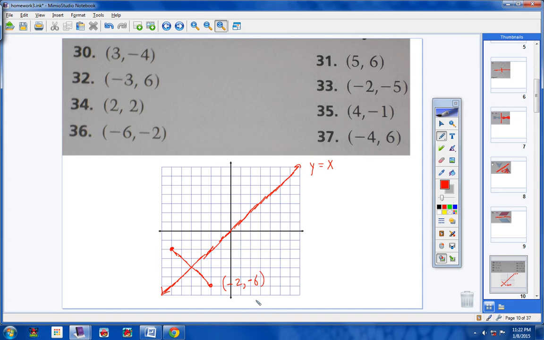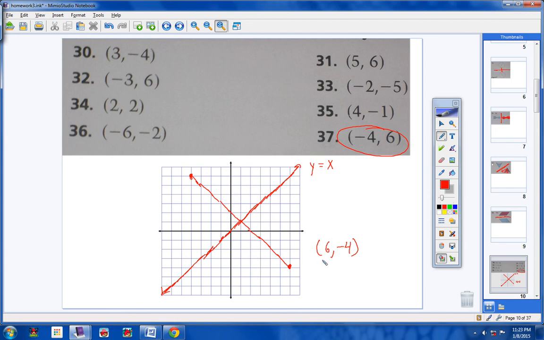Okay. Again, not too difficult. Alright, number 37. -4, 1, 2, 3, 4, +6, 1, 2, 3, 4, 5, 6. Okay, let's draw a perpendicular line. Right there. That's going to be +6, -4. And it has the same two numbers as my original point.